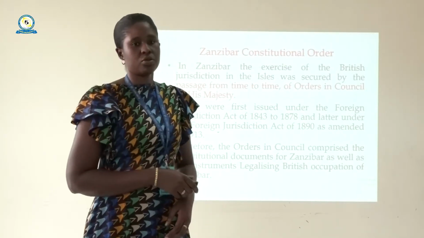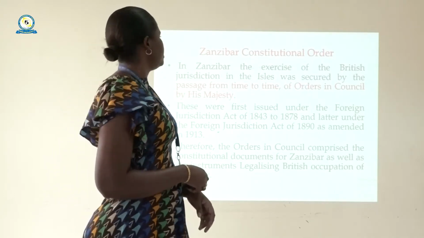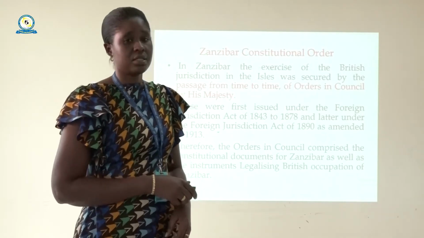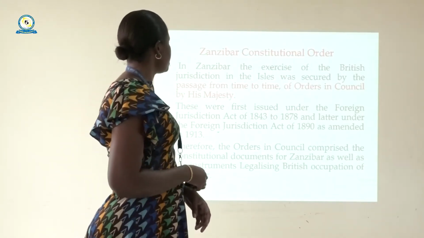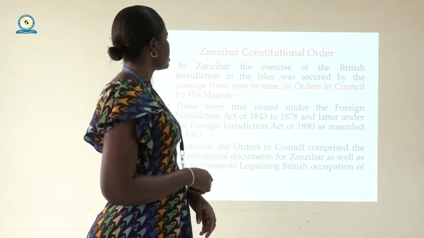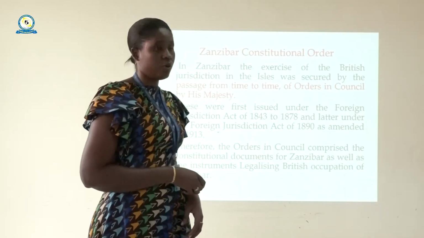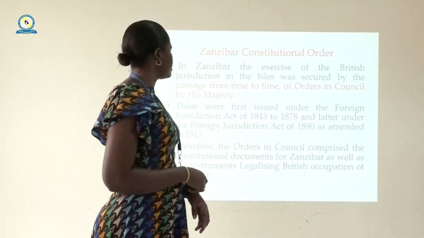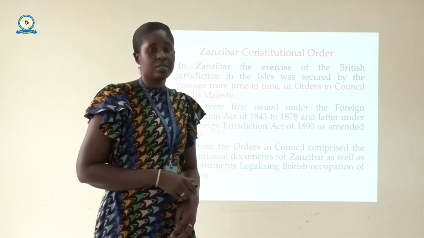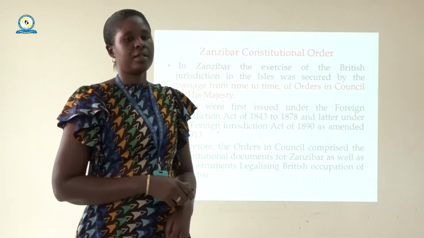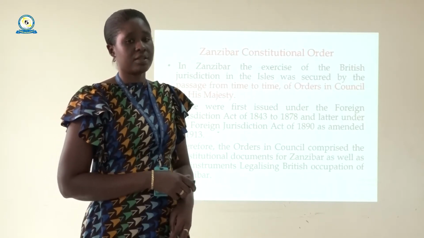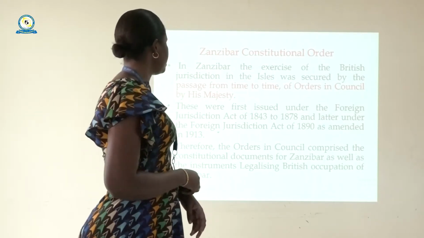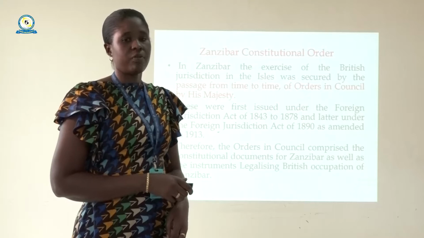Let's see the Zanzibar Constitution Order. In Zanzibar, there was the existence of British jurisdiction. The jurisdiction was secured by the passage from time to time of Orders in Council by His Majesty. They were first issued under the Foreign Jurisdiction Act of 1843 to 1878. And later, we had the Foreign Jurisdiction Act of 1890.